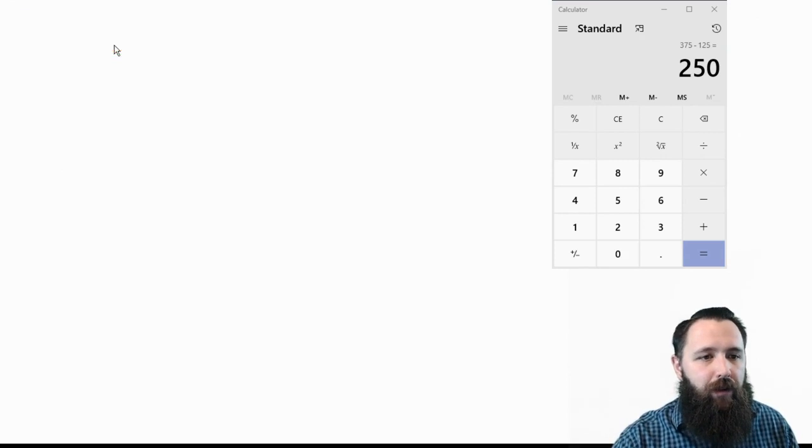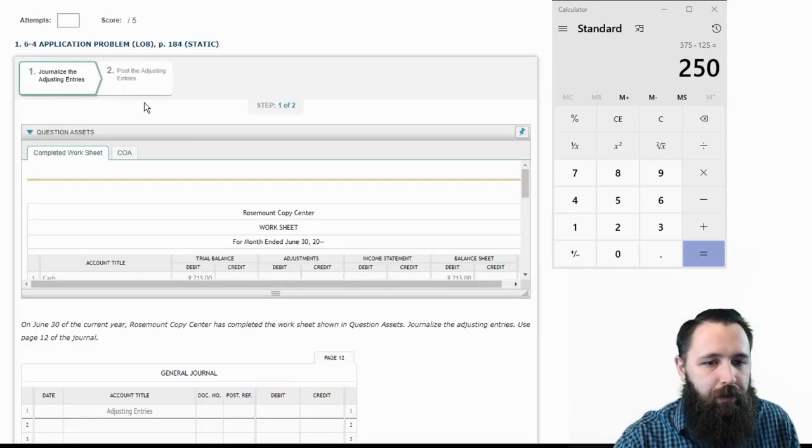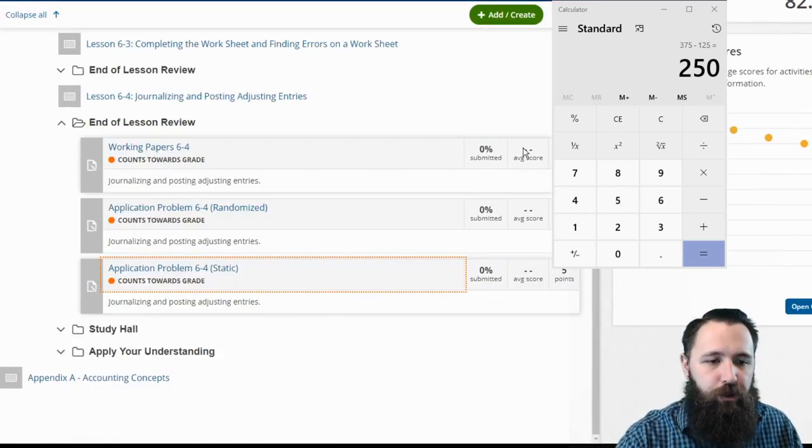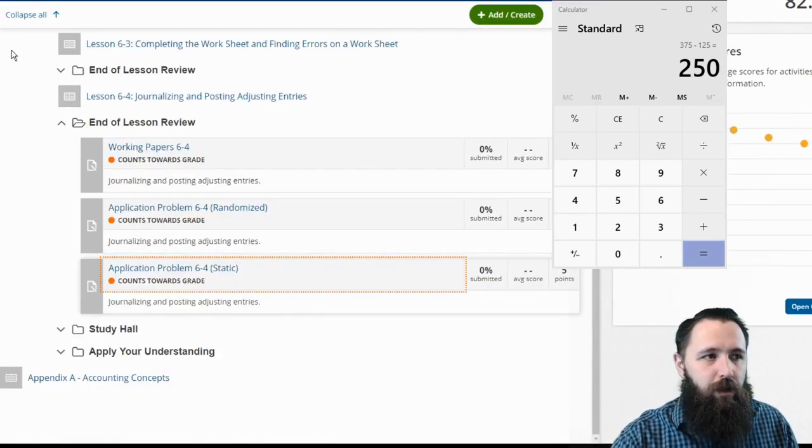And then the static or the application other problem, this is the exact same stuff, okay? Doing the adjusting entries. So just pulling that up and showing you guys that it is the same. So if you have any questions on 6.4, please let me know.